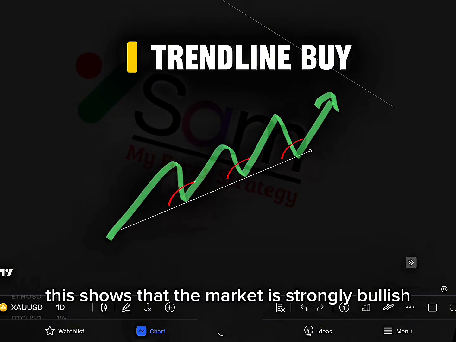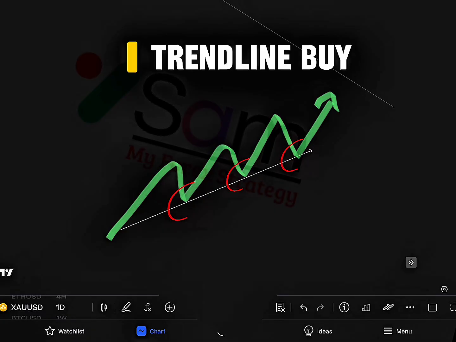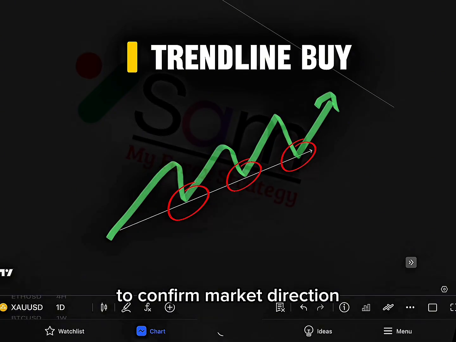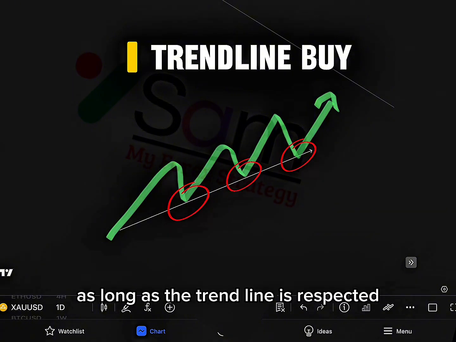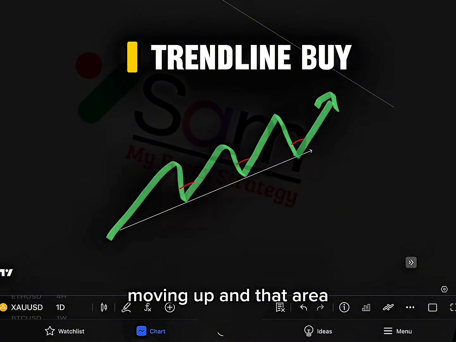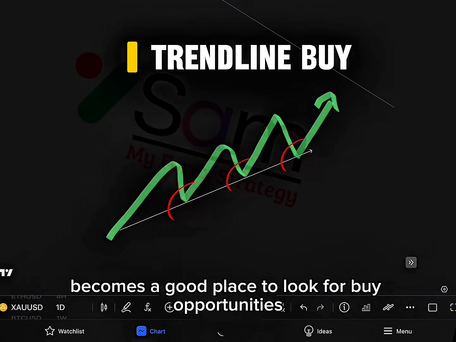This shows that the market is strongly bullish. These bounces become additional confluence to confirm market direction. As long as the trend line is respected, the market is likely to continue moving up, and that area becomes a good place to look for buy opportunities.